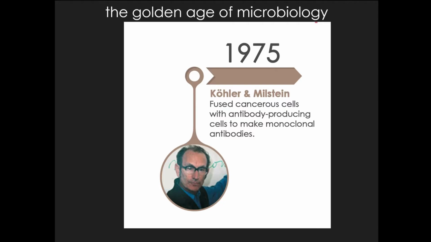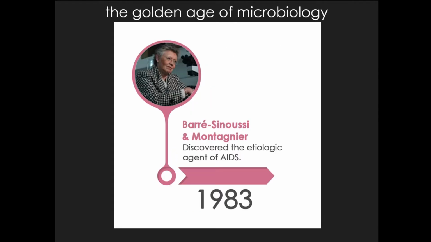And then we wrap up our second golden age of microbiology with the work of Barré-Sinoussi and Montagnier, two French scientists who discovered the etiologic agent of AIDS in 1983 as HIV, human immunodeficiency virus, which, although it did not herald the discovery of a cure for HIV, has led to enough treatment regimens that today, in 2020, HIV is considered a chronic illness, provided you have access to treatment.